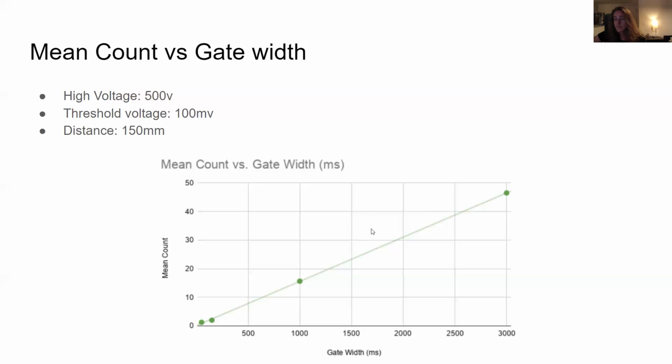Now, we didn't have a lot more data for this particular experiment, but I'm almost positive that this trend will continue to increase. And it makes sense intuitively as well, because the more time that you sit there and measure radioactive events coming from a source, the more counts that you should see. And that should increase linearly.